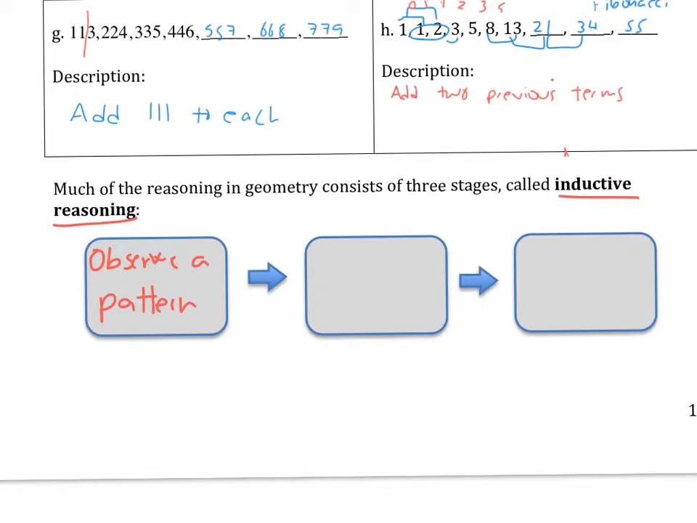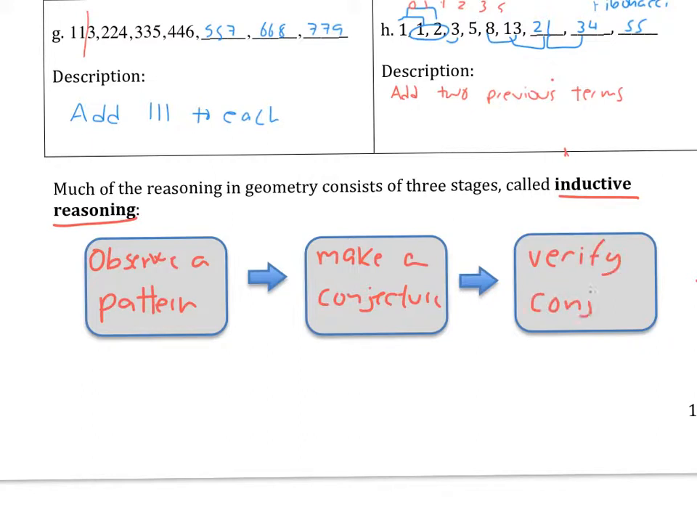Number 2 is that you say something about the pattern. So we make a conjecture. There's a big word for you, and we'll define it momentarily, officially. So we make a conjecture, a statement about the pattern. And finally, what we do is we verify. We check our guess. We verify the conjecture.